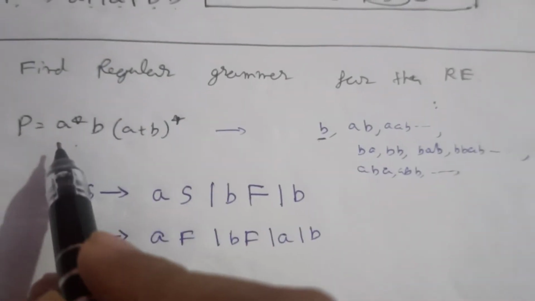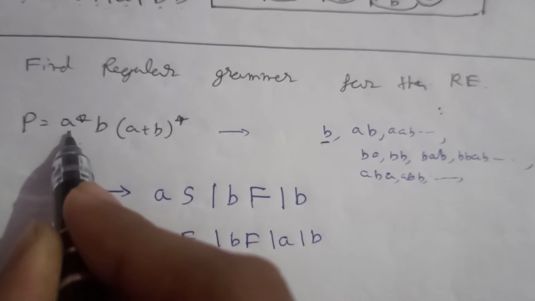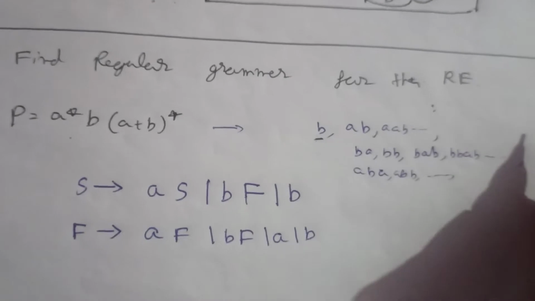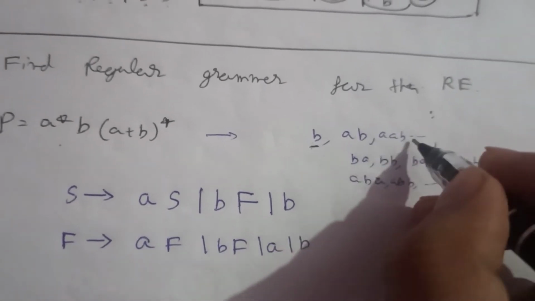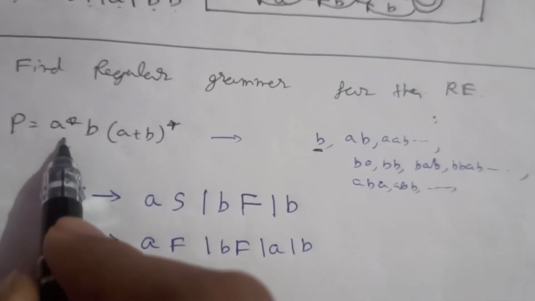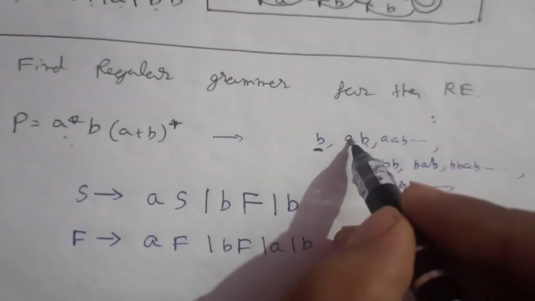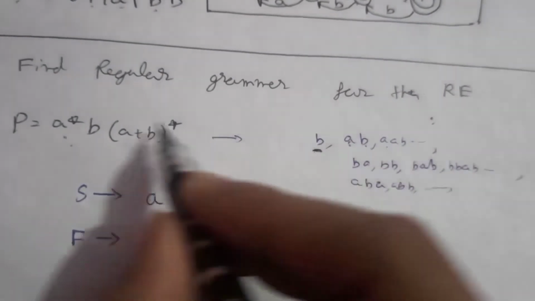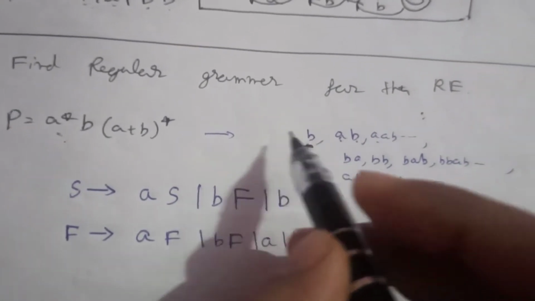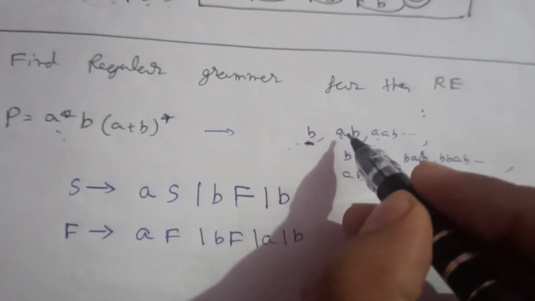So see, a star b. First we are seeing a self loop. a star means any combination of a. So it can generate strings like a b, or only b. If there is only b, then this a star's value is null. If there is one a before b, then the a star value is one single a. If there are two a's, then it is two a's for this a star. So there can be a null from the initial state, or from the initial state there can be a self loop for a.